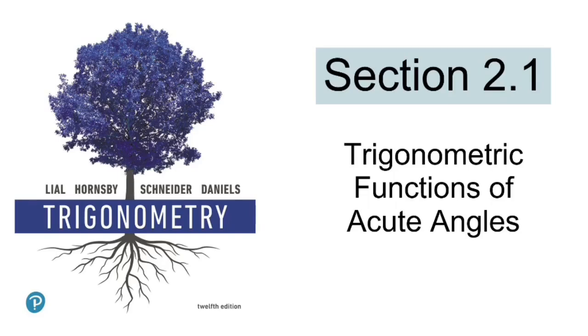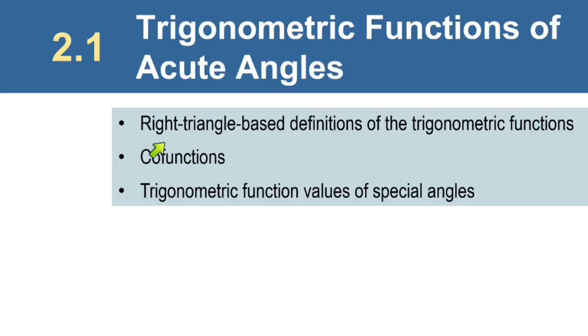Today we're in section 2.1 and we're talking about the trig functions of acute angles. In this section we will learn the right triangle based definitions for the trig functions. We will also talk about cofunctions and we'll learn the cofunction identities. And very importantly, we will learn the trig function values of the special angles 30, 45, and 60.